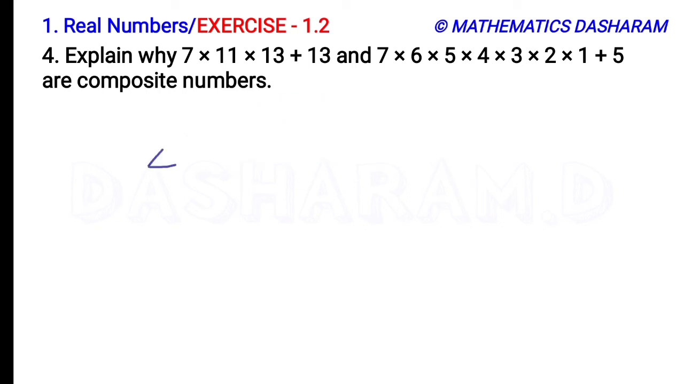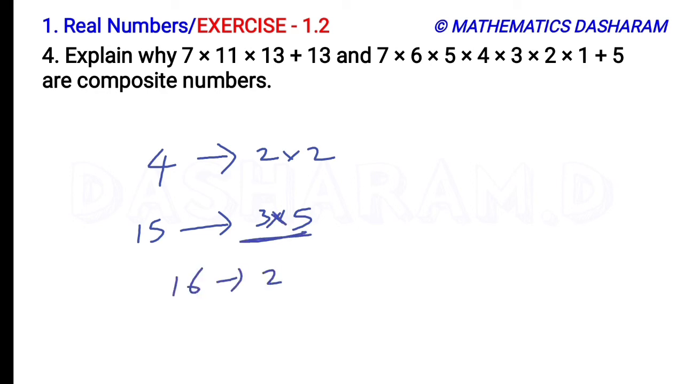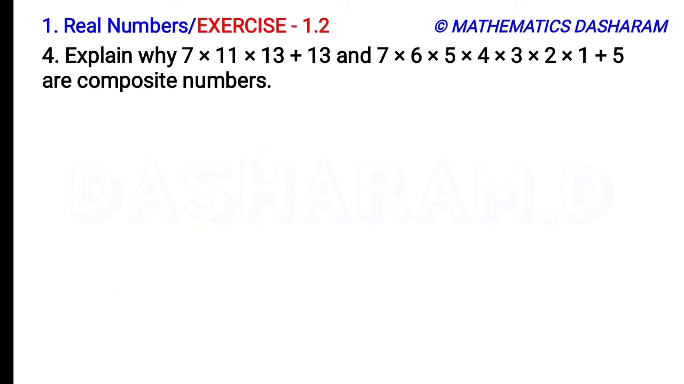And a composite number can definitely be expressed as a product of other numbers. For example, 2 twos are 4. Next, 15 is a composite number because it can be expressed as a product of other numbers: 3 fives are 15, the two prime numbers. Next, 16 means 2 into 8 or 4 into 4. So every composite number can be expressed as a product of other numbers. Similarly, we have to verify whether these two numbers can be expressed as a product of other numbers or not.